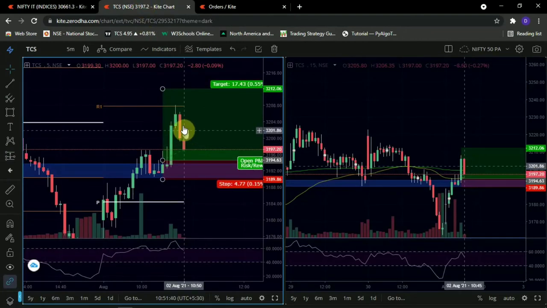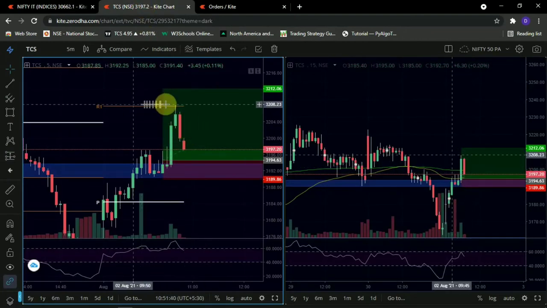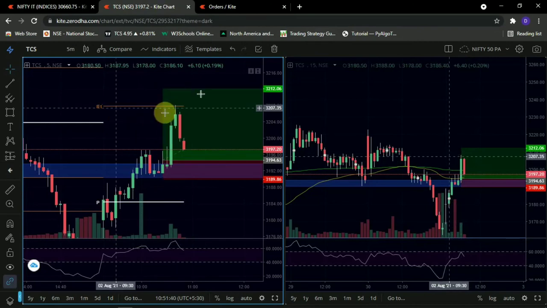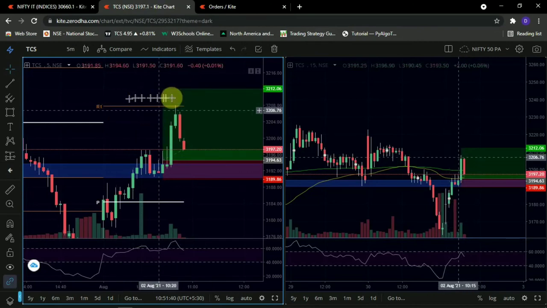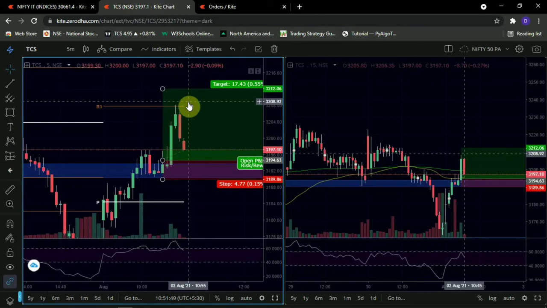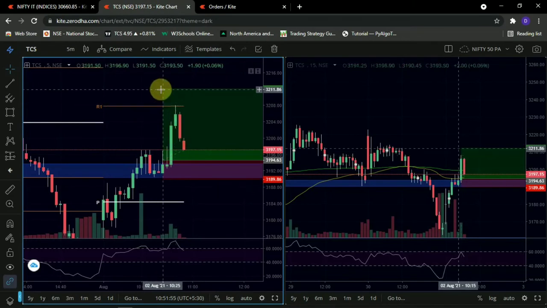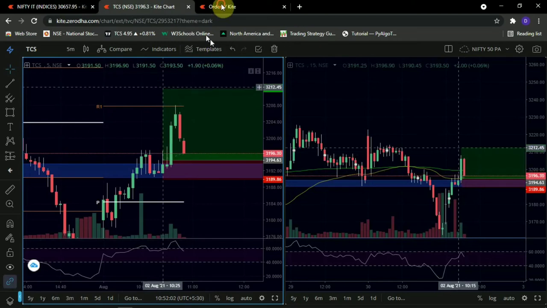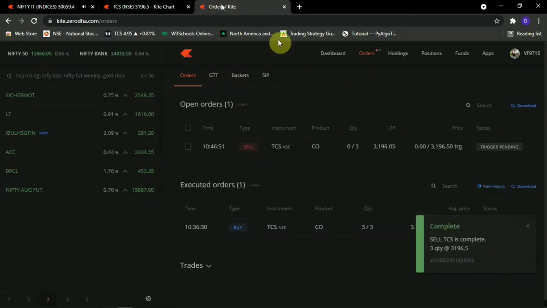Okay, so here we did one thing wrong, that is we didn't book our profit at the R2 R1 level. This was the target level, and we didn't exit the trade here. There was greed in me. Okay, so I think it exited.